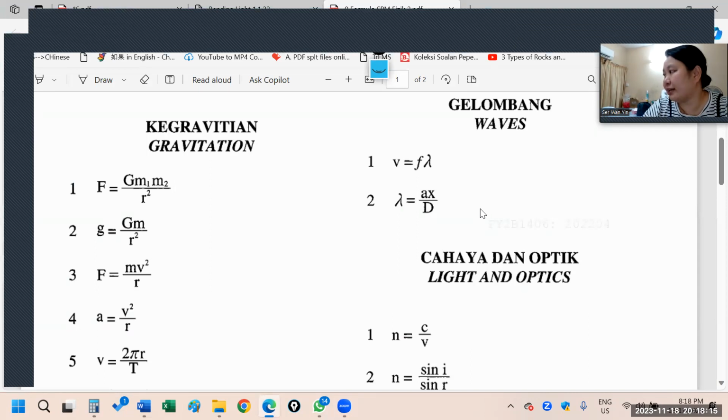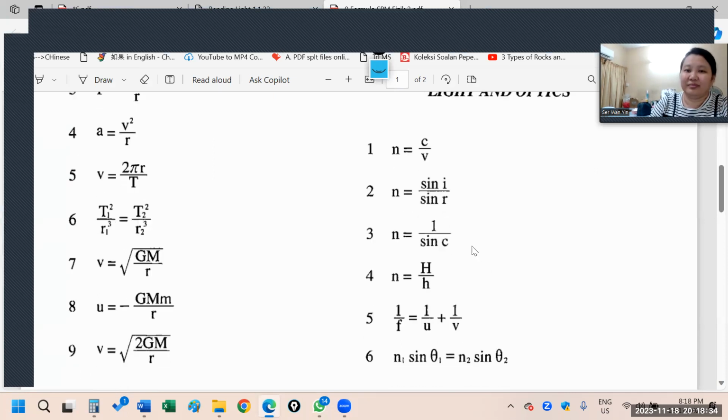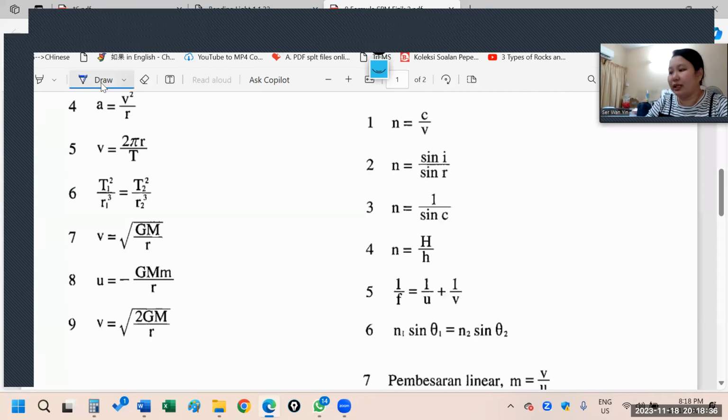Okay, so you can see here we got four formulas.